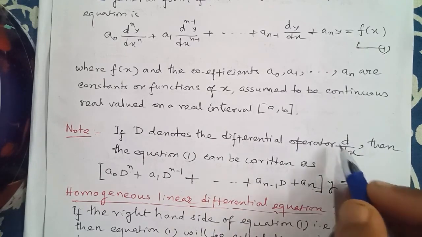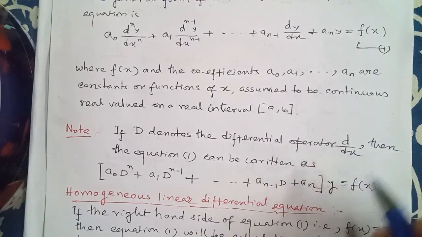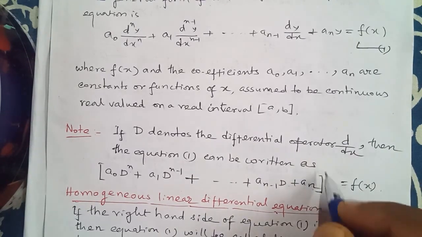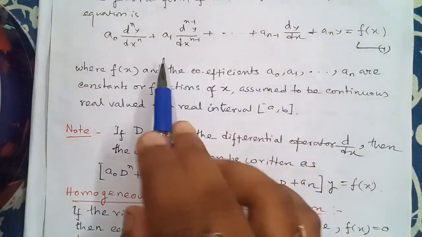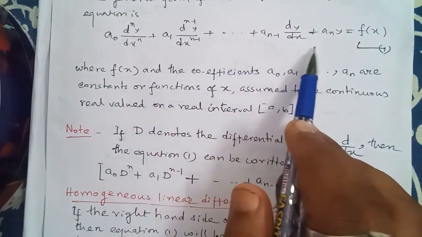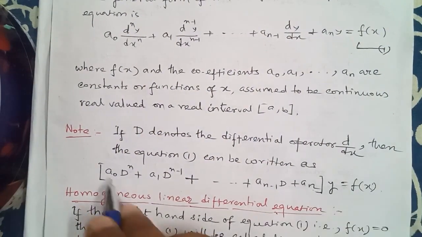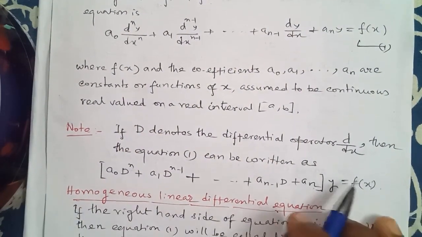How can we write d2y/dx2? As capital D square into y. So for this operator, d/dx is equal to capital D. So if we put it here in the operator form and then take y as common, then it will be of this form, equal to f(x).